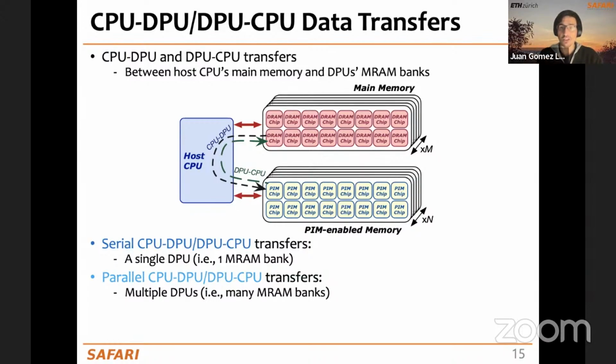And finally, we have a special case of parallel transfers that are the broadcast CPU-DPU transfers. In this case, we are also targeting multiple DPUs, but we transfer a single buffer, the same data, from the main memory of the CPU to the multiple MRAM banks.